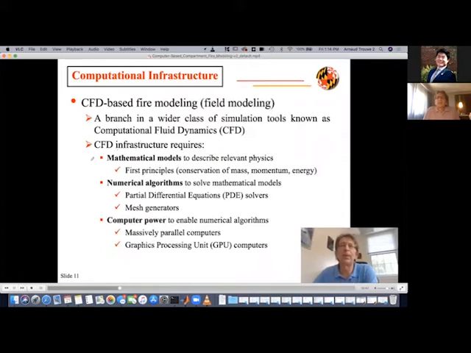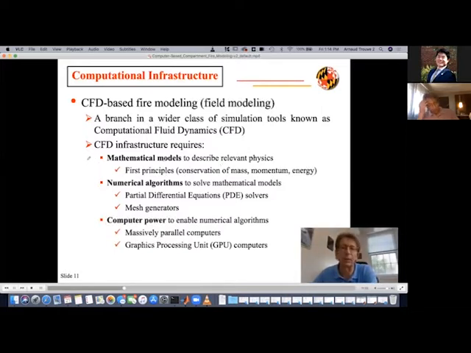The point I want to make in this slide is that it's important to realize that a fire model requires first a set of governing equations. So it requires a mathematical model on a piece of paper. Then it requires a numerical algorithm that takes the governing equations written on a sheet of paper and takes it to a computer so that this model can be simulated using computer power. And finally, it requires computer power to be able to run that simulation in a timely manner and in the most efficient way possible. So these are the three important components of a modeling exercise.